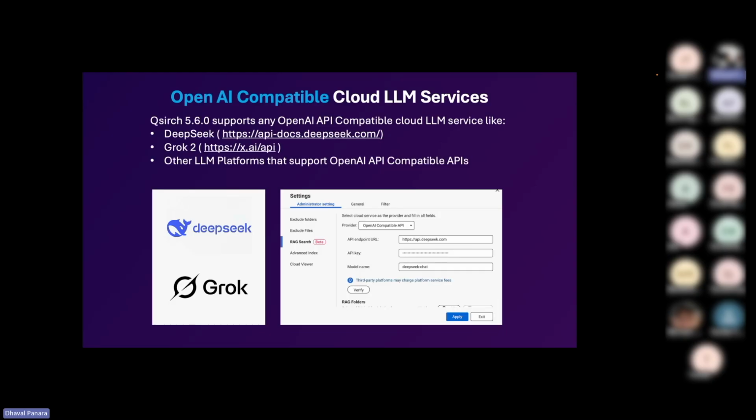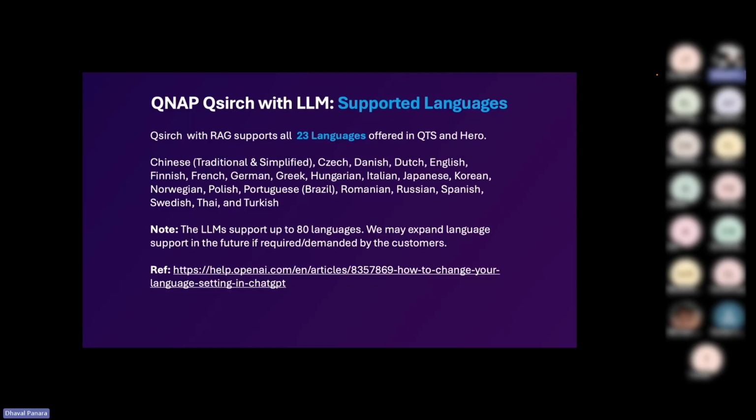As I mentioned, we are compatible with a lot of other LLM services as well, like DeepSeek, Grok 2, and other LLM platforms that support OpenAI API compatible APIs. And Qsirch currently supports 23 languages offered in QTS and QuTS hero. Those include Chinese, Danish, English, French, and a lot more languages. Again, the LLMs can support up to 80 languages, but we have only 23 that we support right now. We may be able to expand that in the future as well.